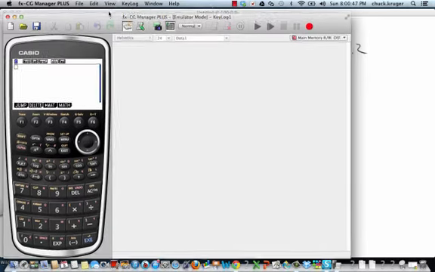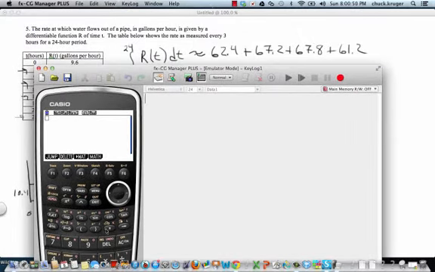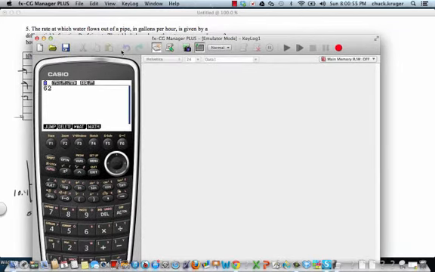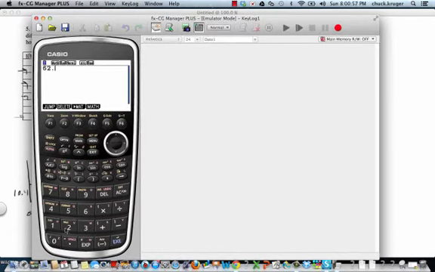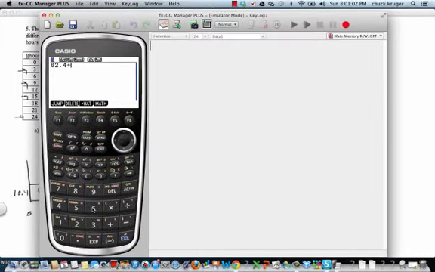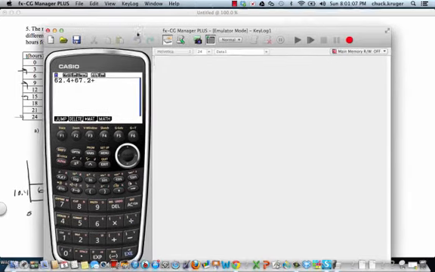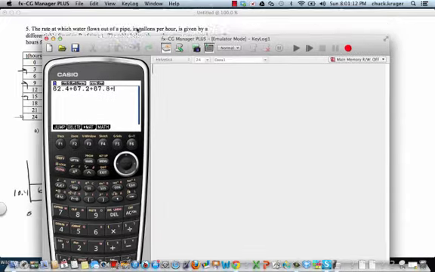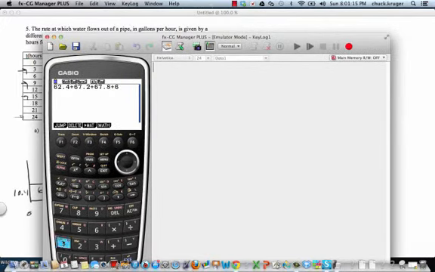Okay, and again it's going to be 62.4 plus 67.2 plus 67.8 plus 61.2. And they're going to get 258.6.